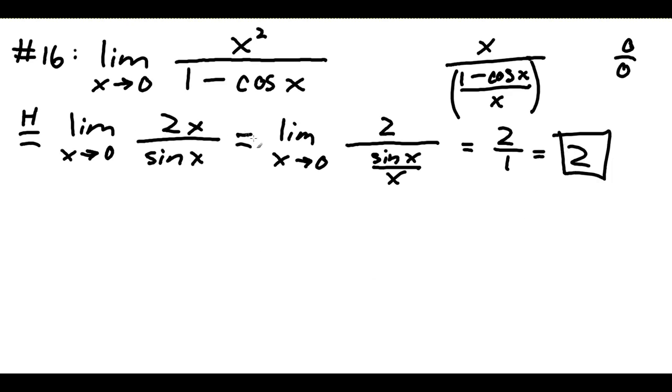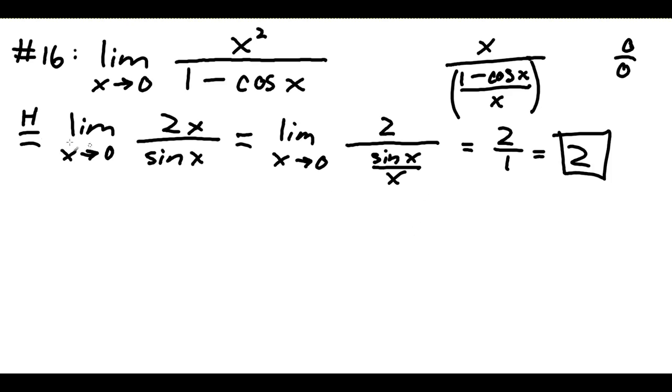That is also what you would get if you applied L'Hopital's rule a second time, right? We could have alternatively, from this, done this again. We'd have 2 over cosine x. Plugging in 0, we get 2 over 1 equals 2. So that would work also.